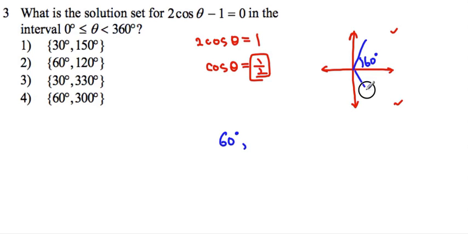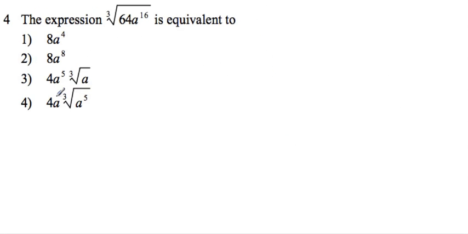And then if you go to the fourth quadrant, yes, our reference angle is 60 degrees, but the value of theta goes from the non-negative x-axis all the way around to here. Then what does that become? It becomes 300. So our answer is 60 degrees and 300 degrees, which is choice 4. Number 4.